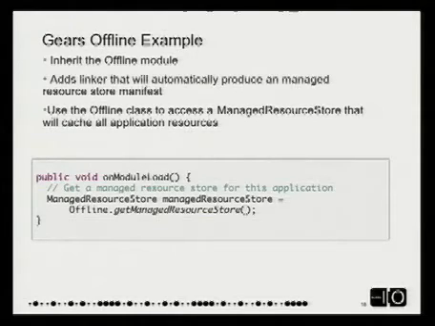And then in your application, you just literally call offline.getManagedResourceStore. And that'll basically get you a resource store that has the proper manifest applied, and it has already triggered the synchronization of your app. So once this method completes, your application is actually ready for offline. Pull the Ethernet cable in, you're good to go. So that's the Gears offline capability.